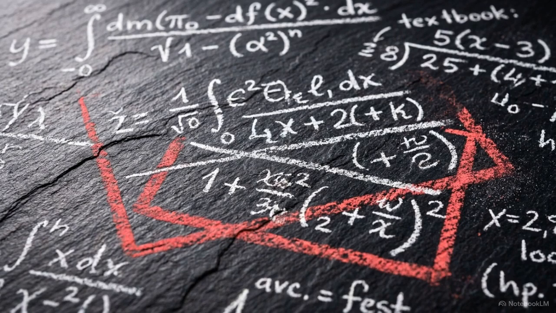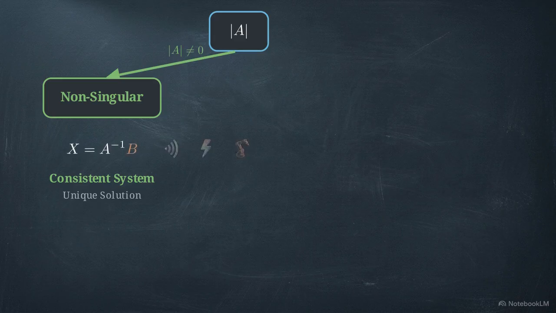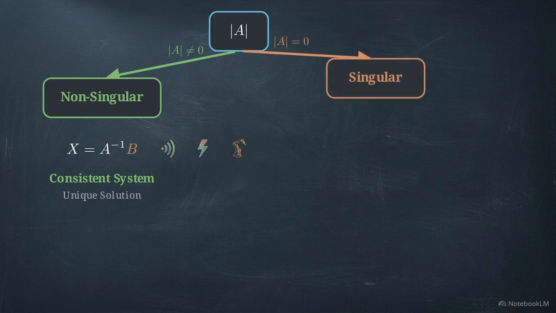The determinant cannot be 0. As shown in this flowchart, if the determinant is non-zero, the matrix is non-singular. The system is consistent and yields a unique solution for our unknowns. If the determinant is exactly 0, the matrix is singular. In this state, standard division is impossible.